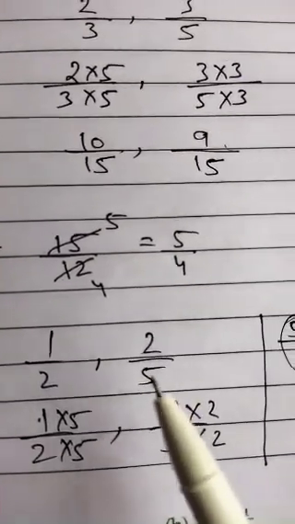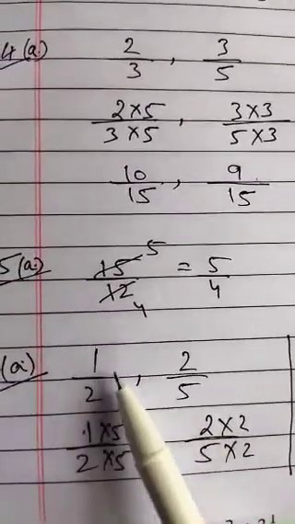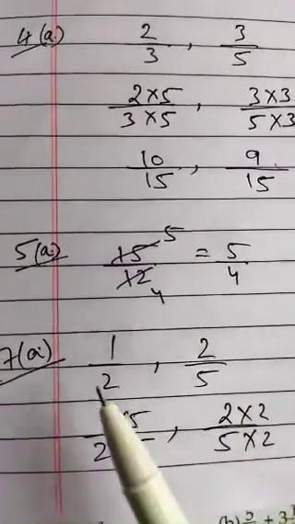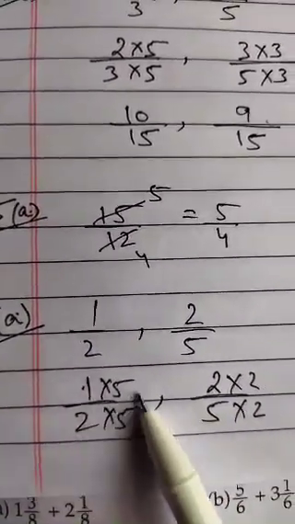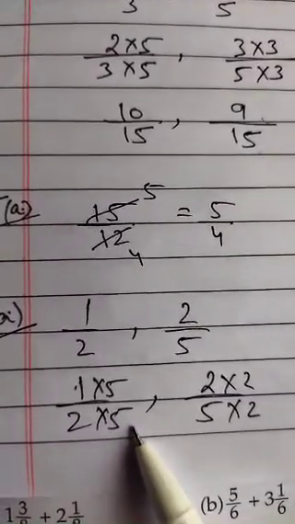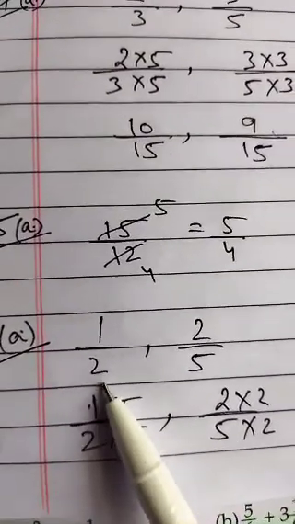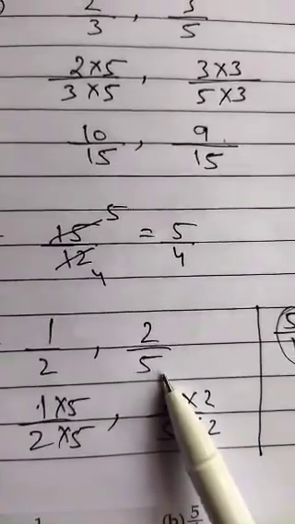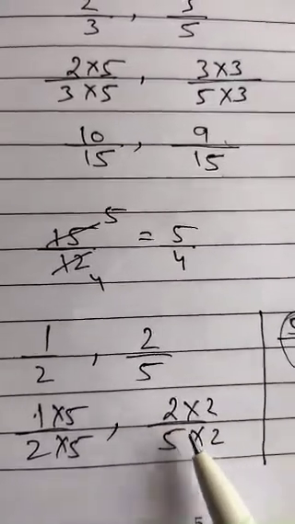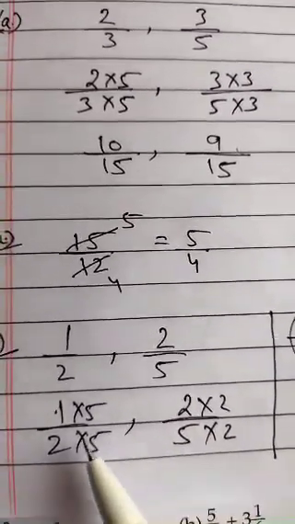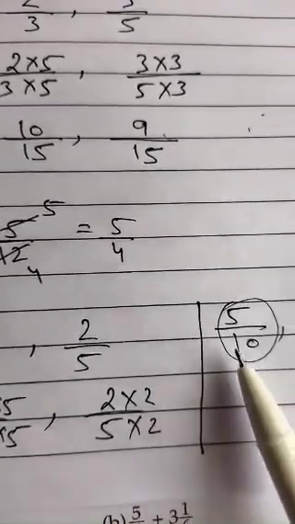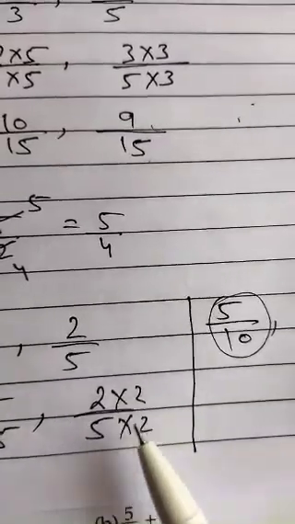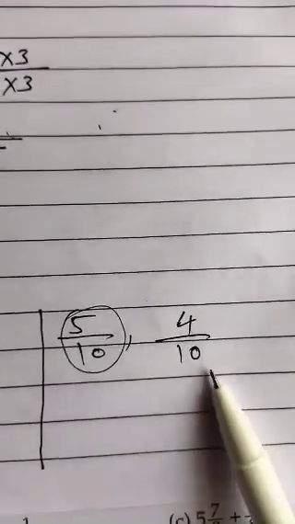The denominator of the second fraction will be multiplied by the first fraction. So the denominator is 5. This 5 will be multiplied by 1 upon 2, like this. 1 into 5 and 2 into 5. Then the denominator of first fraction is 2. So this 2 will be multiplied by the second fraction. Like this, 2 into 2 upon 5 into 2. Now 1 into 5, 5, then 2 into 5, 10. So it is 5 upon 10. Then this is 4 upon 10, like this, 4 upon 10.